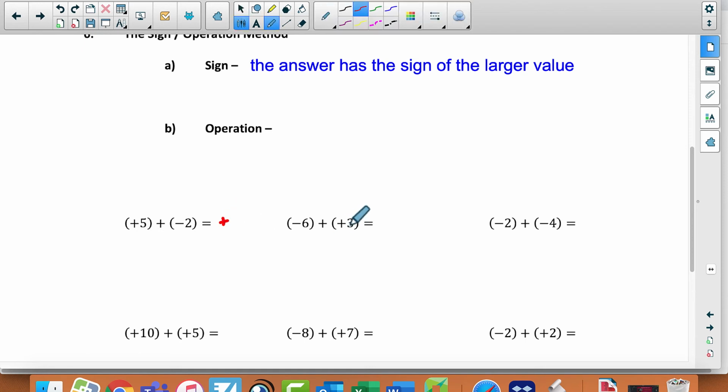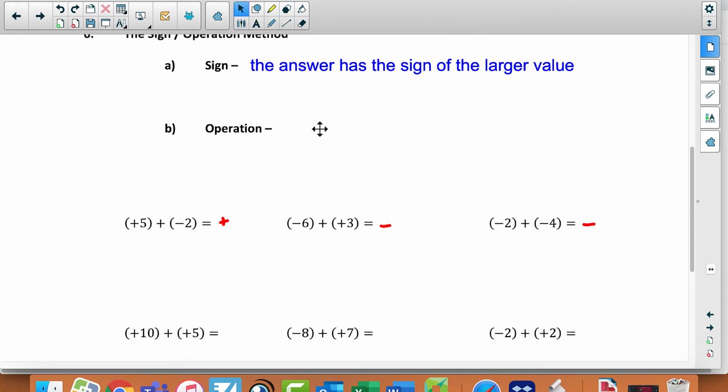Okay, let's just do this one. Just figure out the sign. What's larger, 6 or 3? 6 is larger than 3. So the sign's going to be negative. And let's do one more. What's larger, 2 or 4? 4 is larger. And the sign on 4 is negative. So we know the answer is going to be negative. Okay, so that's not so bad.